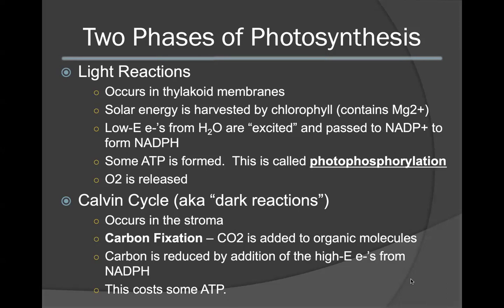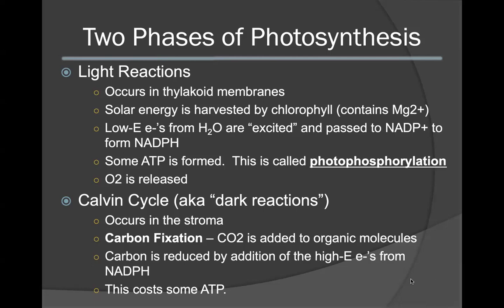The dark reactions are also known as the Calvin cycle. This cycle occurs in the stroma, the interior chamber of the chloroplast. In this process, we will have carbon fixation. This is where carbon dioxide is going to be added to form organic molecules. In the dark reactions, carbon is going to be reduced by the addition of these high energy electrons from NADPH. Overall, this will utilize the ATP.